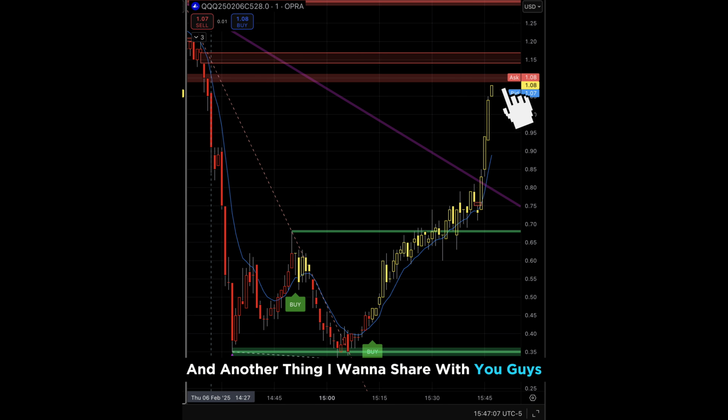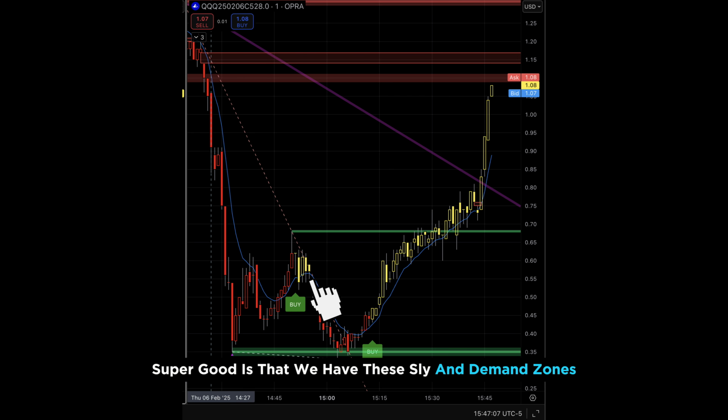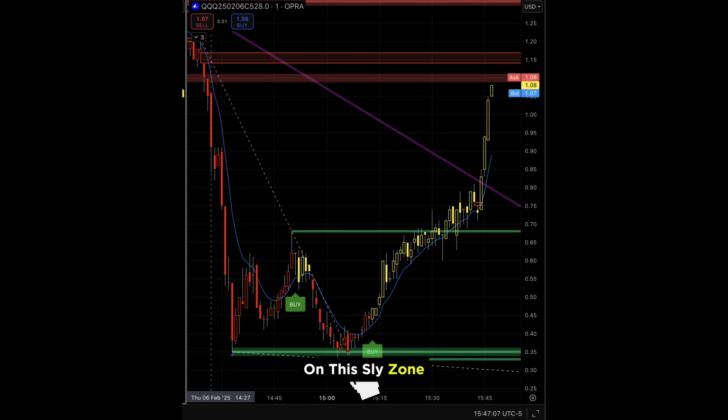And another thing I want to share with you guys on this indicator, it's actually super, super good, is that we have these supply and demand zones. Look at the way this option double bottomed on this supply zone. Take a look at this. They came down, they bounced, and then they bounced again, basically double bottoming.